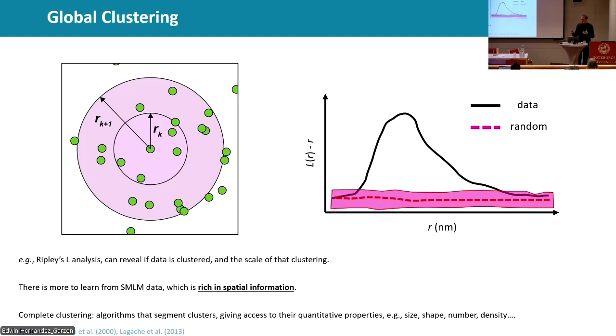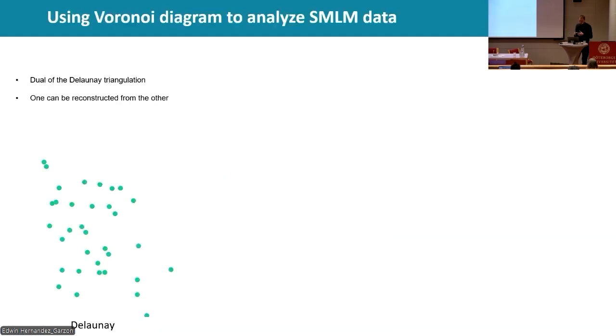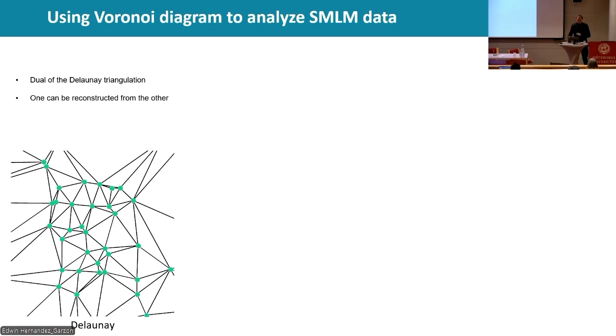And this is why I was part of this work: I developed methods to do single molecule localization microscopy data analysis for more than a decade now. More specifically, I use Voronoi diagrams in order to analyze single molecule localization microscopy data. So the Voronoi diagram is the dual of the Delaunay triangulation. Here you can see a Delaunay triangulation of this point cloud, where basically you have a mesh that is created with some properties, where you know that the triangles won't overlap.